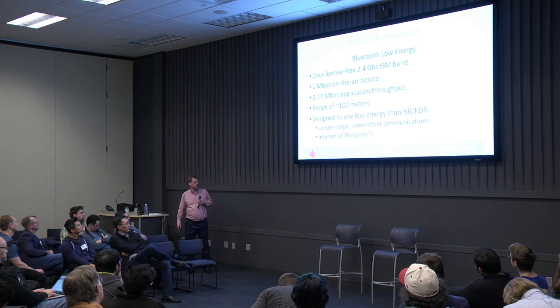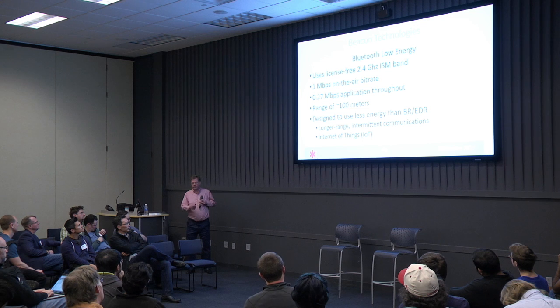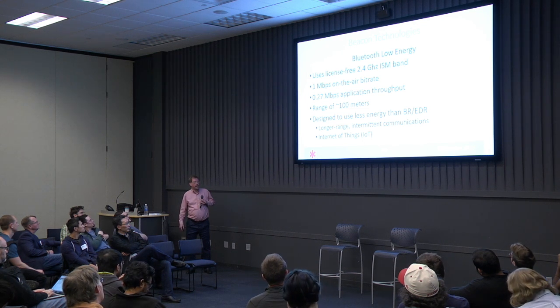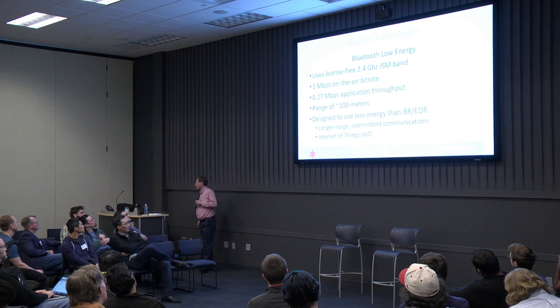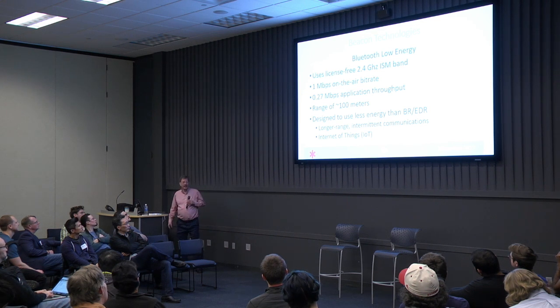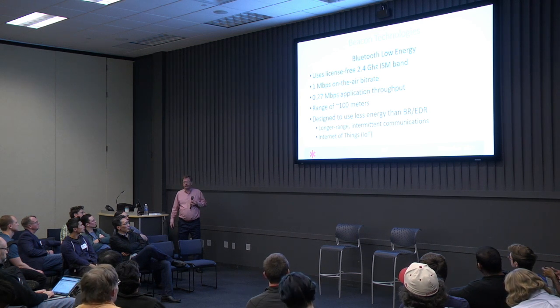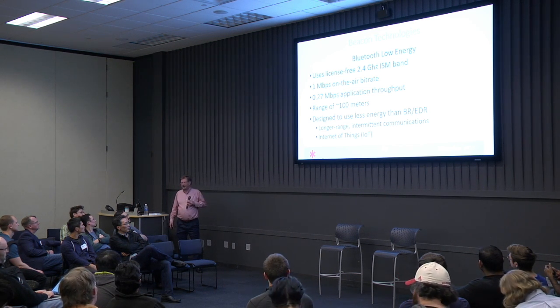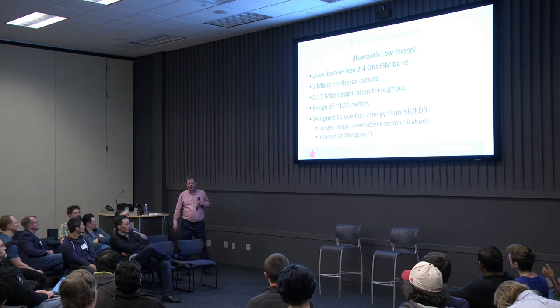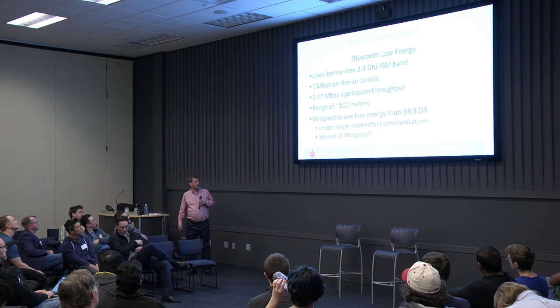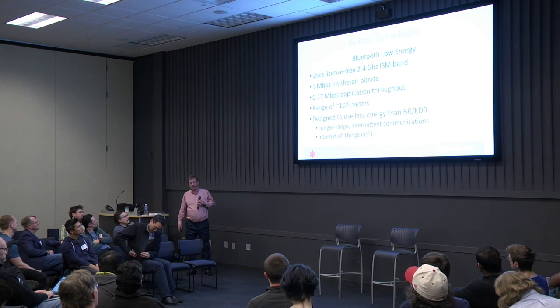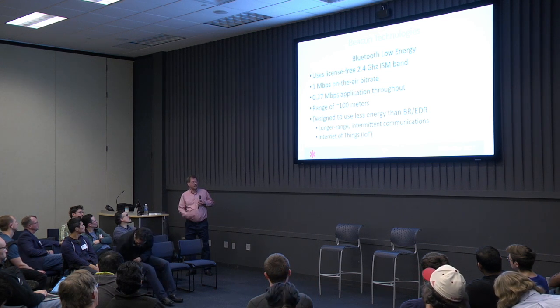It's designed to use less energy than classic Bluetooth. There's a whole bunch of reasons for that. I'm not an electrical engineer, so I can only guess at what they are. And now, after the fact, the Bluetooth interest group says that this is useful for longer range intermittent communications, which is a way of saying it's not very fast, so you don't want to transmit a whole bunch of data. And it's useful for the Internet of Things, because that's the hot topic, and so Bluetooth low energy is fighting for a role in the Internet of Things and home automation. I could do a different presentation that says I don't think they're going to win.